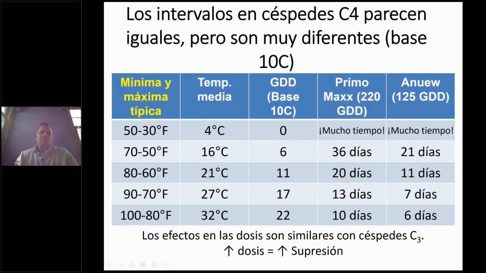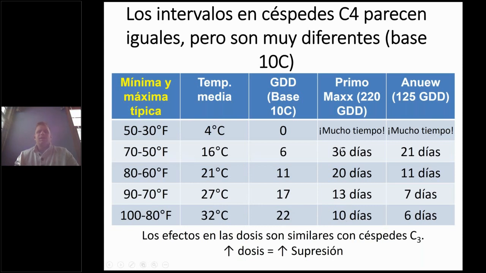But if our average temperature for the day is, say, 16 degrees C, that means we're accumulating 6 growing degree days, base 10, every day. The Primo is going to last for 36 days. Heat it up to 21 degrees C. The average air temperature is now 11 degrees. Now we have a 20-day interval. We get warmer, 27 degree average temperature, 13 days. And if we're really hot, then we'd have 22 degrees per day. So we'd be applying every 10 days.